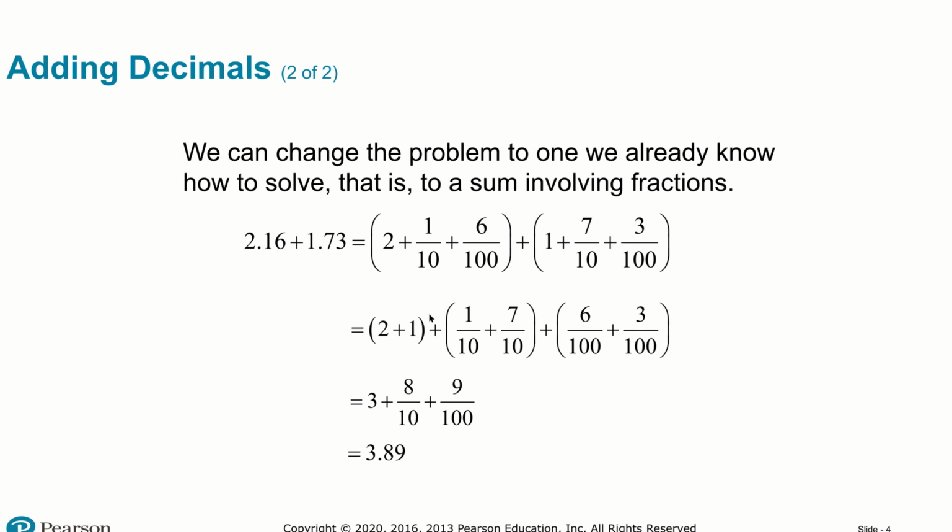So we put 2 plus 1 together, we'll group 1/10 and 7/10 together, and we'll group the 6 hundredths and the 3 hundredths together. And we end up with 3 here for the wholes, and then 1/10 and 7/10 will give us the 8/10, and the 6 hundredths and 3 hundredths will add up to 9 hundredths. Again, we realize that that's going to be 3.89. So another approach to the same problem.